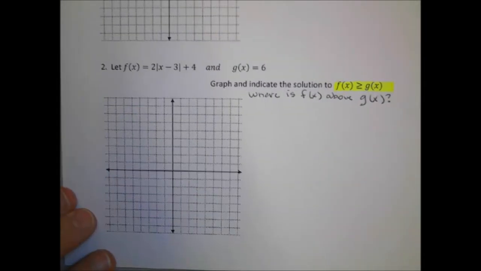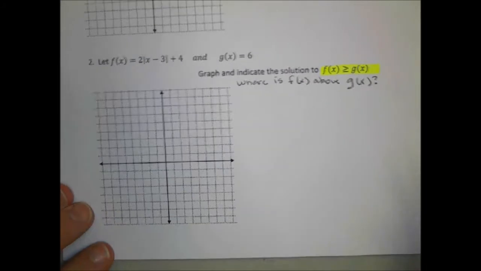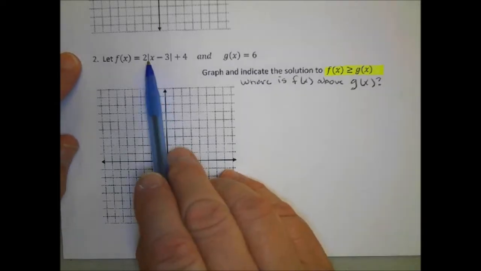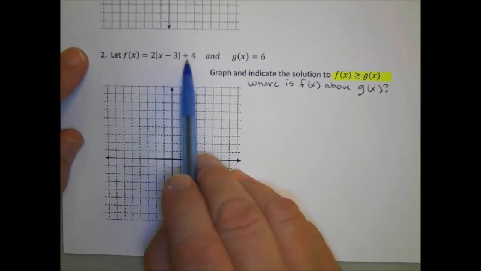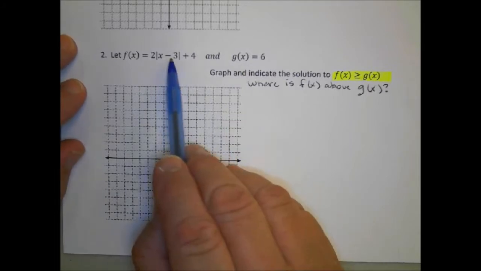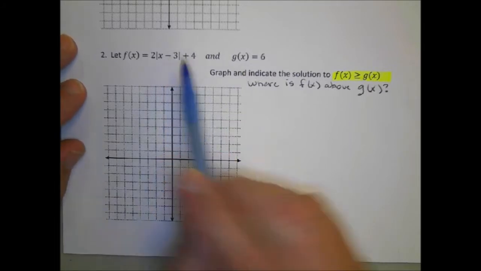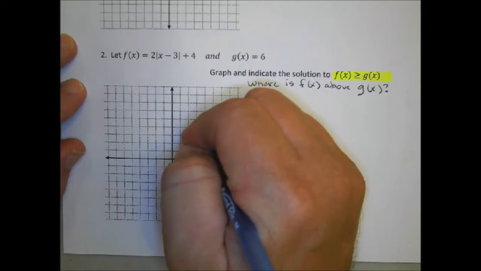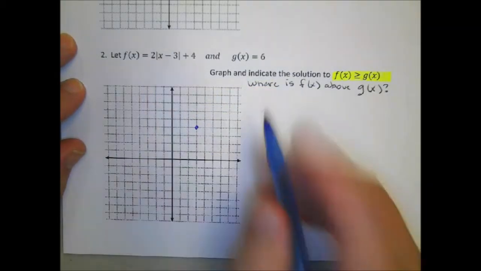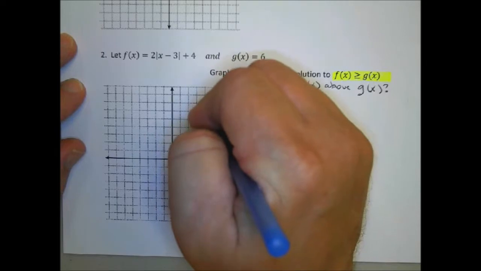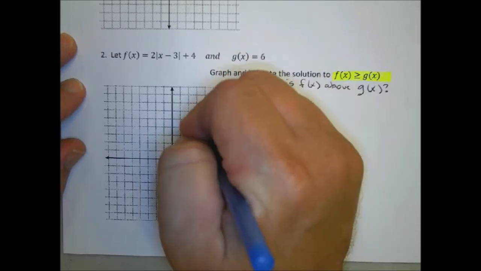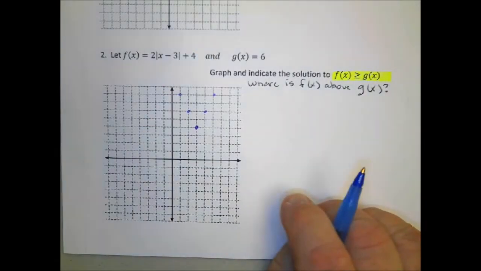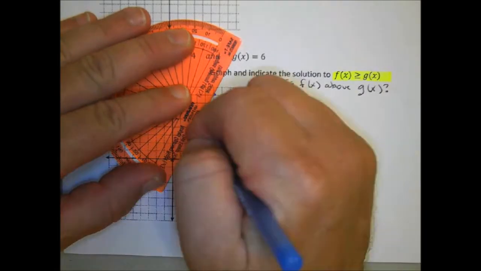For example number 2, we switched it to a greater than function. So we've got new functions. F of x is 2 times the absolute value of x minus 3, plus 4. So the vertex of this V is at positive 3, positive 4. The slope to get to the next point is up 2 over 1. I'm going to do it one more time. Up 2 over 1, up 2 over 1. And that's enough for me to know where that V belongs.